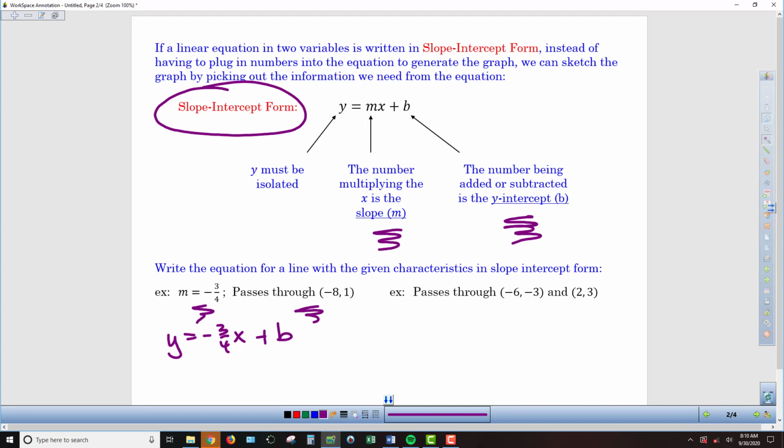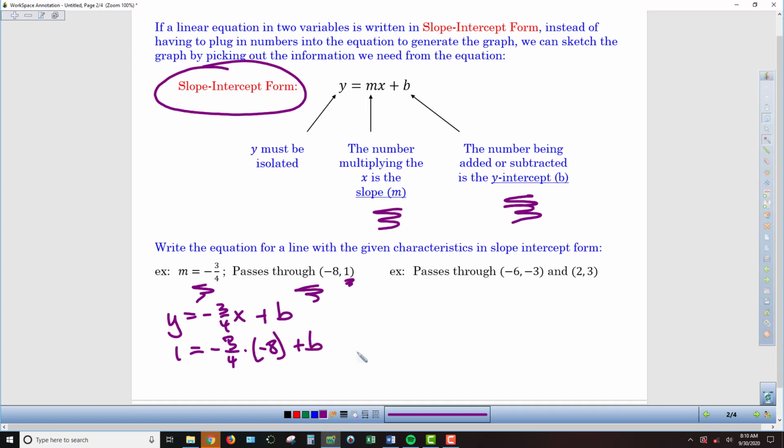So I'm going to plug those numbers in for x and y and then solve for b. I just have to be careful about the sequence. So in place of y, I'm going to plug in the 1, since that's the y coordinate. I'm going to have 1 equals -3/4 times -8 plus b.